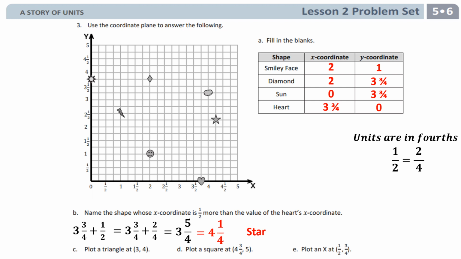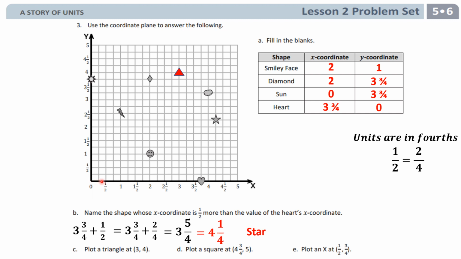C. Plot a triangle at 3, 4. 0, 0, origin. I go on my x-axis 3 units. And I go 4 units on my y-axis. And right there, I would plot a square. I'm sorry, plot a triangle. D. Plot a square at 4 3/4, 5. Here is 0, 0.